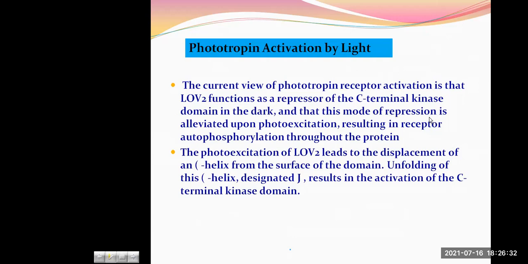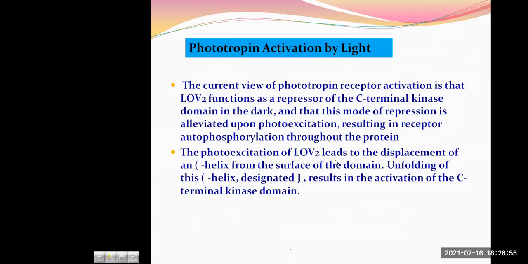But this is reversed. This repression is removed. This blockade is removed upon photoexcitation, that is, when light is made to fall on the phototropin. And what happens when light falls on the phototropin? In this phototropin receptor, autophosphorylation occurs. This is the main phenomenon by which these phototropins act. Autophosphorylation.